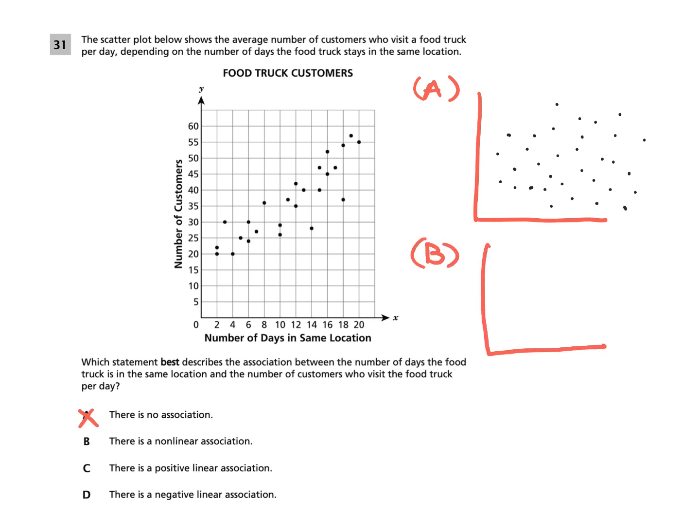B is a nonlinear association. So it looks like this. Now you can have different types of nonlinear associations, so I'm just going to show you one. At first it looks like a positive association, but then it comes down. So that's a nonlinear association, and we can see that our table doesn't have that. All right, so C is a positive linear association. Now that one looks like this.